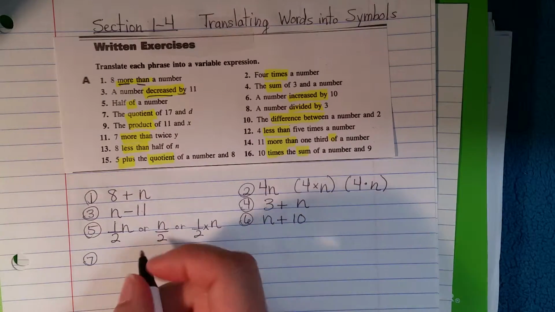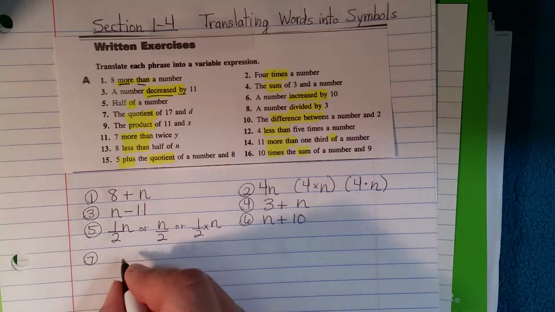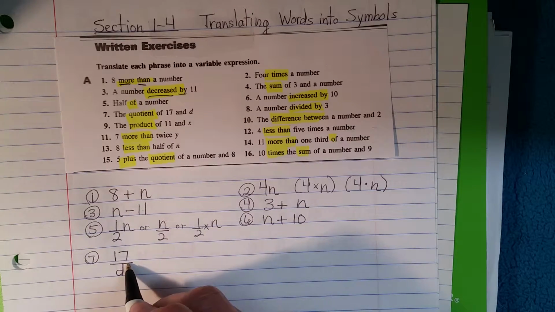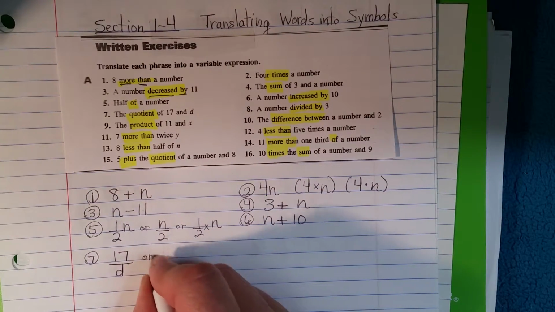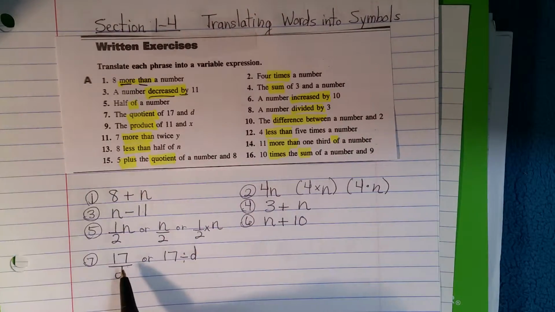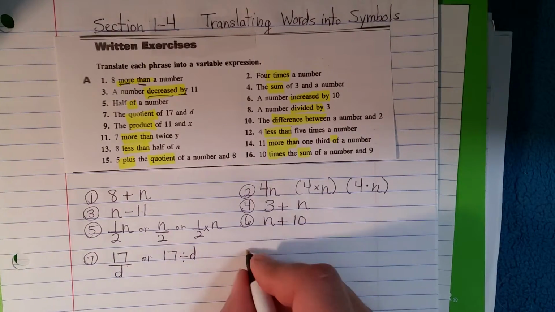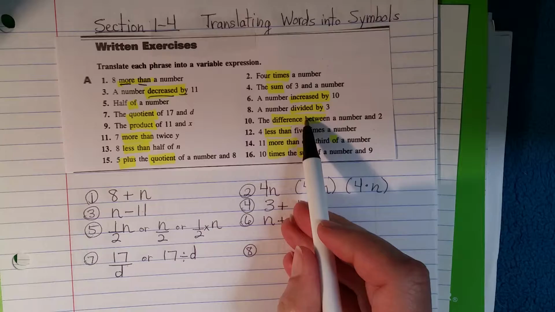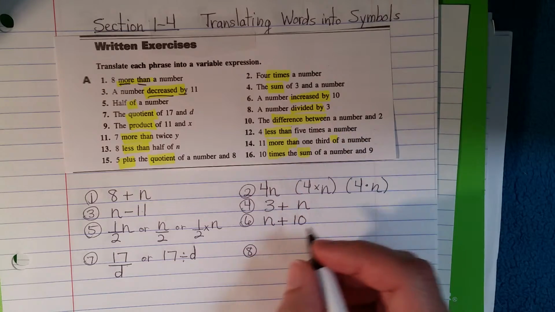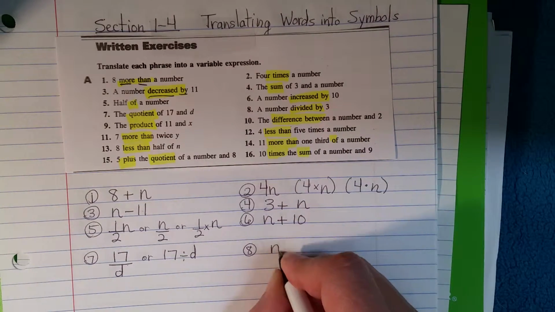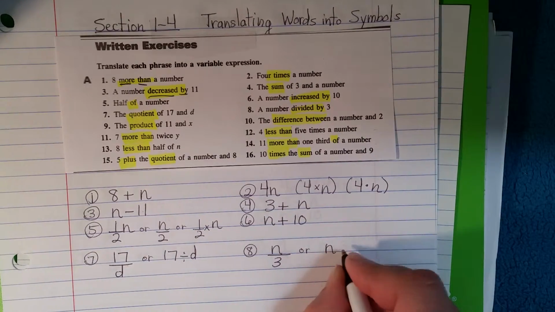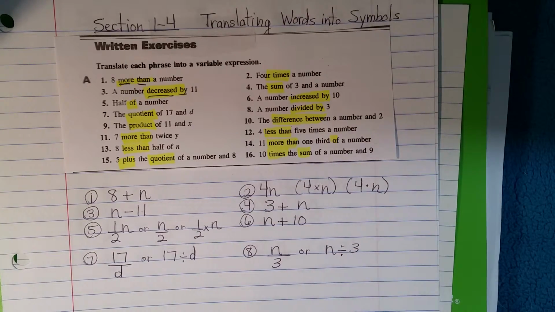Number 7 says the quotient of 17 and d. Well, quotient means division, so 17 over d. The fraction bar, remember, means division. You could do this, but this is the preferable way. A number divided by 3, that's really the same as the quotient. So divided by means quotient. A number divided by 3, or a number divided by 3.